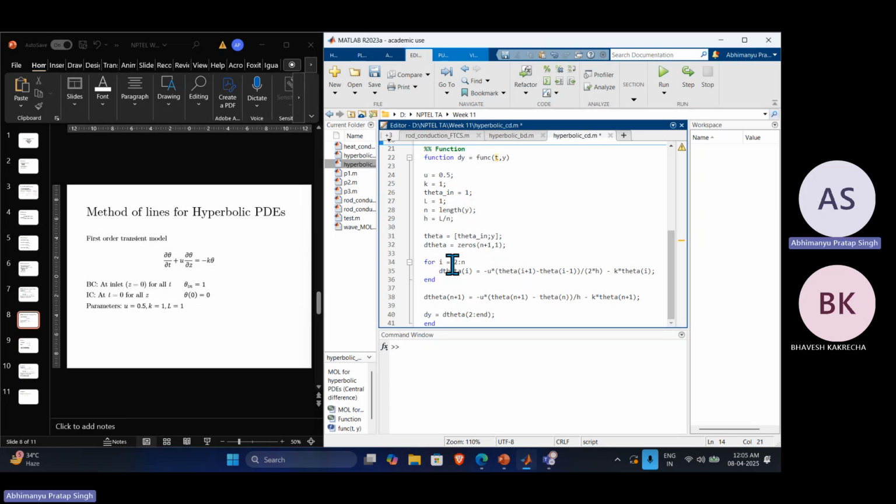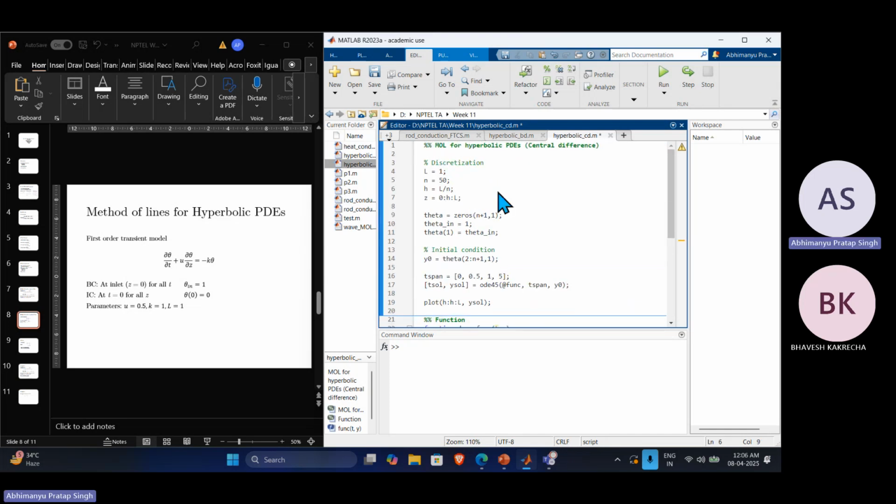Fine. So for the nodes from node 2 to n, I'm using a simple central difference scheme. You will notice that this is not a second order term, it's a first order term. So I get theta I plus 1 minus theta I minus 1 divided by 2h, minus k theta I. And for the n plus 1th node, I'm using backward difference because I don't have an n plus 2 node over here. So I'm using backward difference for that node to calculate the derivative. And the rest I'm just taking from my d theta from the second to the last element, and I'm getting dy.